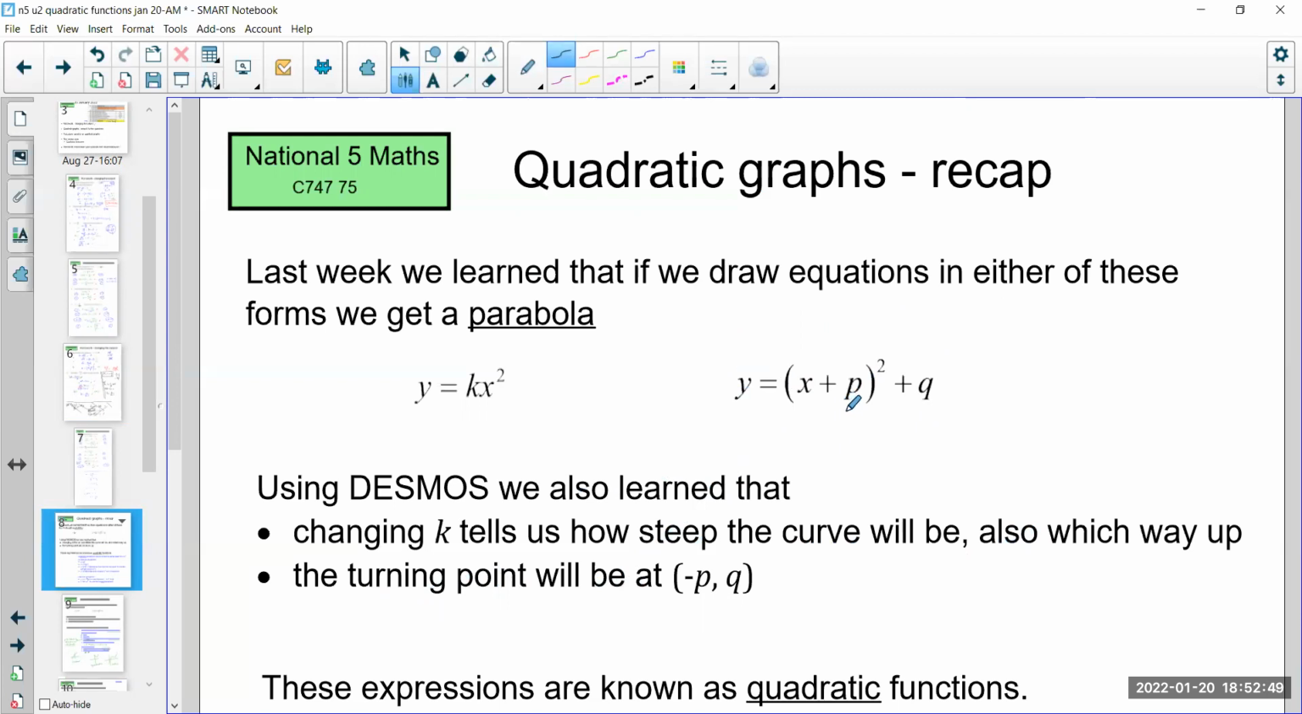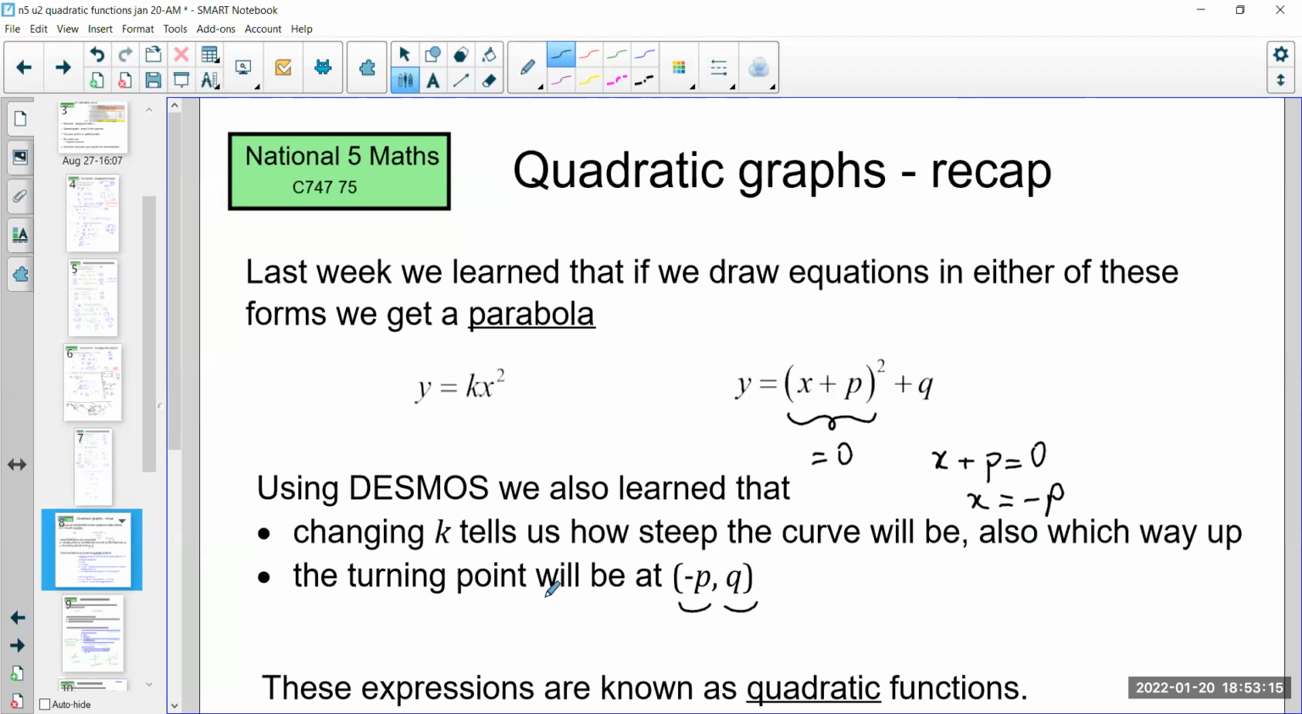So in order to find the turning point, it happens when this portion here equals 0. If x plus p equals 0, that means x equals negative p. And that's why the turning point is x equals negative p. And then when this is 0, y equals q.